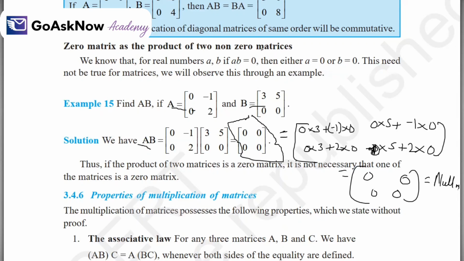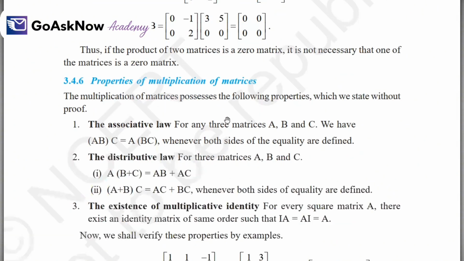Properties of multiplication of matrices. Now we will see some properties of matrix multiplication. Let's move forward and see what these are. The multiplication of matrices possesses the following properties which we state here. The associative law: for any three matrices A, B, and C, we have (AB)C equal to A(BC), whenever both sides of the equality are defined.